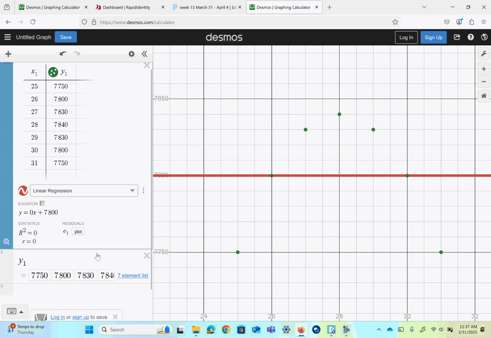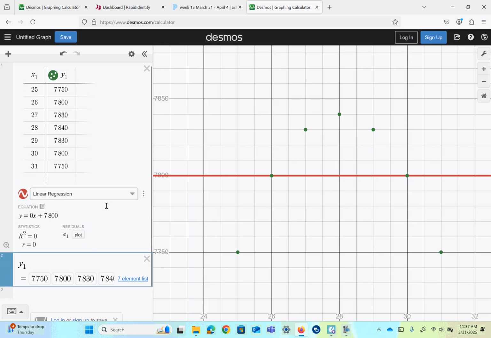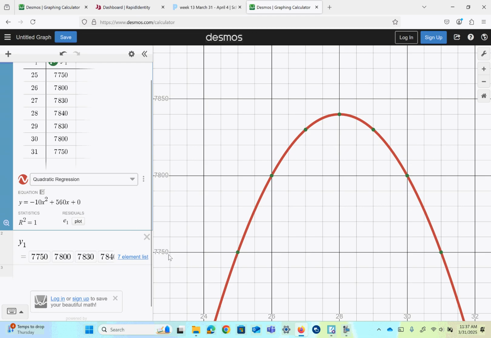I think you have to play around with where it says linear regression. I gotcha. Make it quadratic regression. Yeah, there it is. All right, so y equals negative 10x squared plus 560x plus 0. Well, that makes sense. 0 people, company didn't make any money.